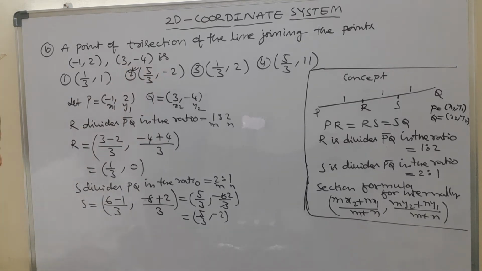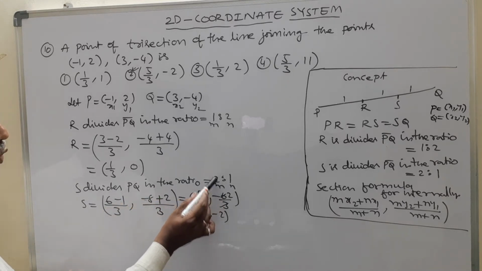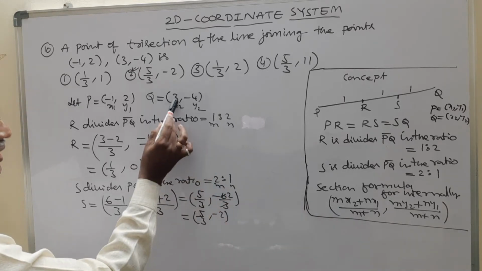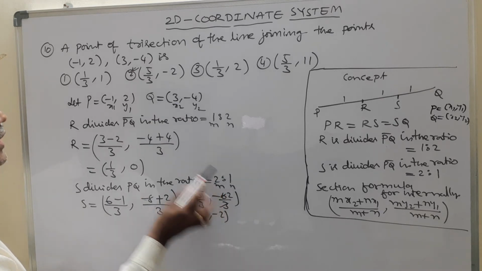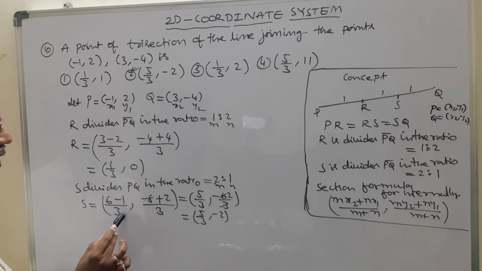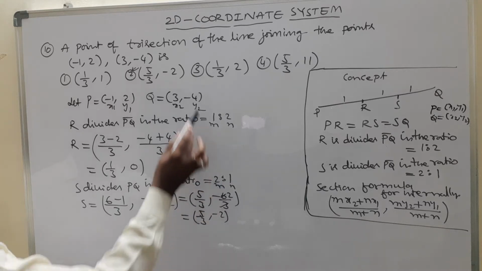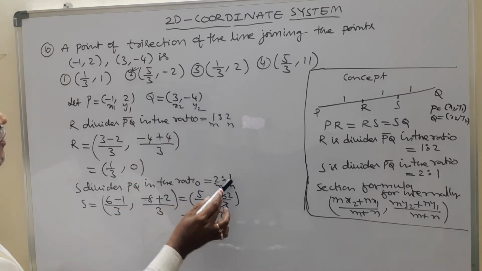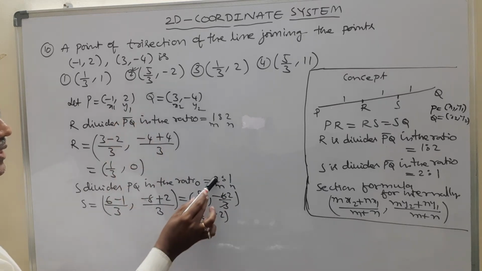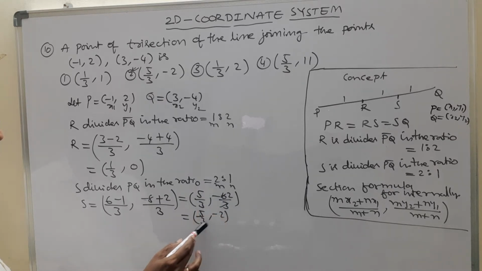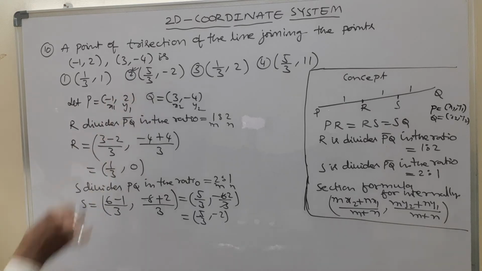Once again explaining: S divides PQ in the ratio 2:1. Here m equals 2, n equals 1. Apply the formula: mx2, 2 into 3, 6; nx1, 1 into -1, by m plus n, 2 plus 1, 3. Comma, next my2, 2 into -4, -8; ny1, 1 into 2, by m plus n, 3. -8 plus 2 is -6 by 3, which is -2. So 5 by 3 comma -2. The second option is correct.